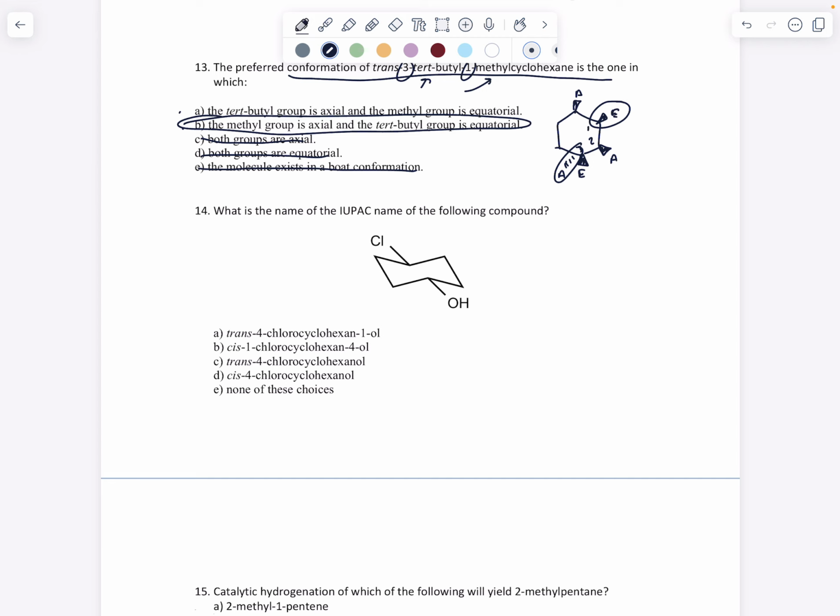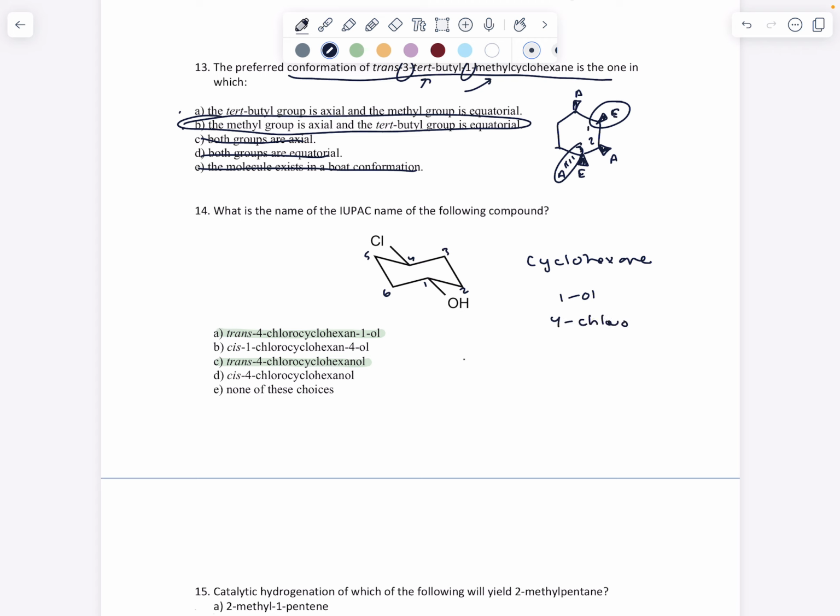This next question, I also made a mistake. I didn't check all the answer choices well enough, and I did not realize that these 2 were identical, but one had a 1 and the other one didn't. So let's go through and name it, and then I'll tell you what I did. When I'm looking at this, it's a 6-membered ring, 1, 2, 3, 4, 5, 6. So this is cyclohexane. And then at position 1, we have the alcohol, so 1-ol, and then position 4 is a chloro.